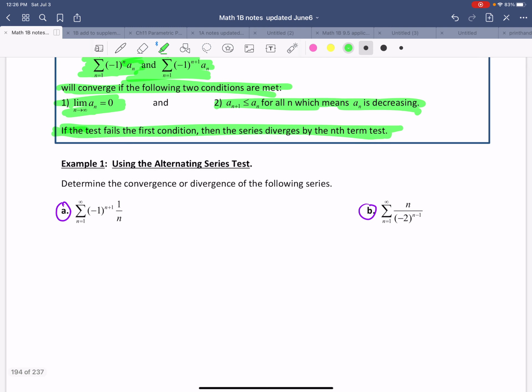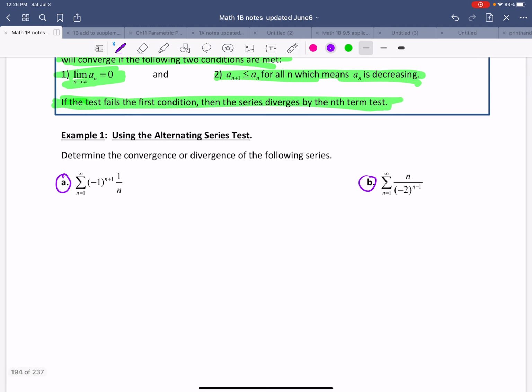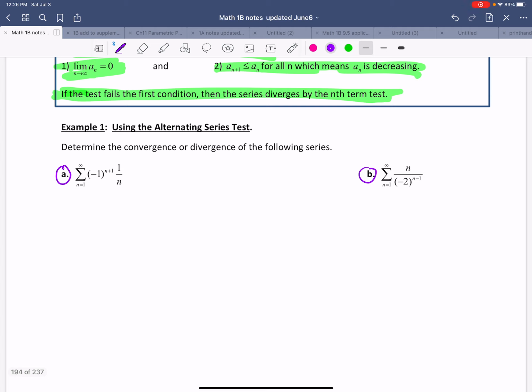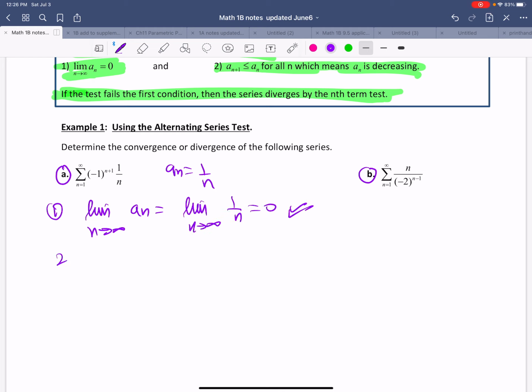So let's see some examples of using the alternating series test. Determine the convergence or divergence of the following series. So we have a_n is 1 over n. We see the limit as n goes to infinity of a_n, the limit of 1 over n, is equal to 0. So the first condition is met. The second condition was that a_n is decreasing, which we can see it is. a_(n+1) is smaller than a_n because my terms here would be 1, 1/2, 1/3, 1/4, and so on. Terms are getting smaller and smaller.